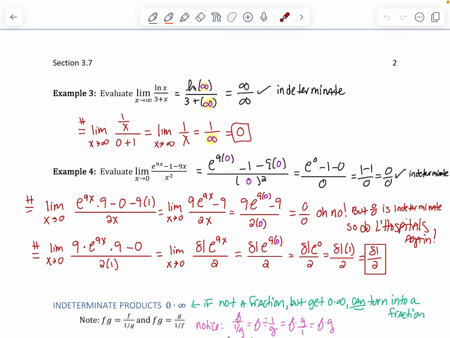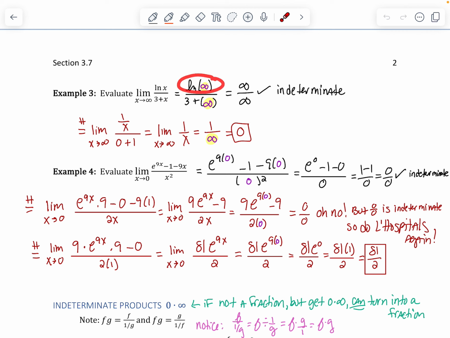Section 3.7, page 2. We're going to continue examples using L'Hospital's rule. I'm asked to take the limit as x goes to infinity of the natural log of x over 3 plus x. Because it's to infinity, I could divide by the highest valued exponent in the denominator, but it kind of gets me back to exactly where I started. So we usually start with direct substitution.